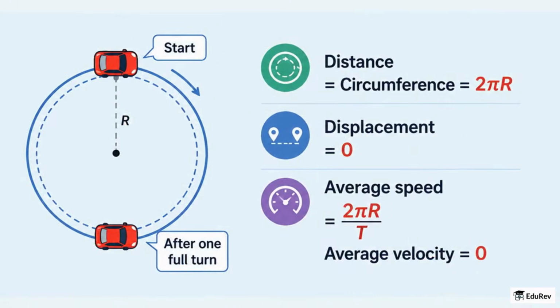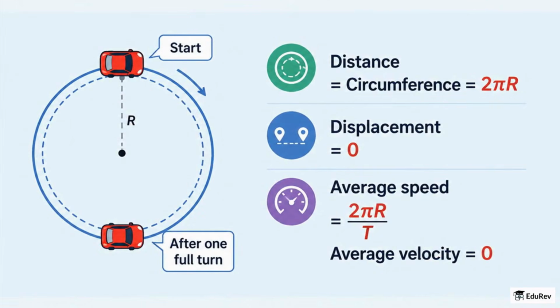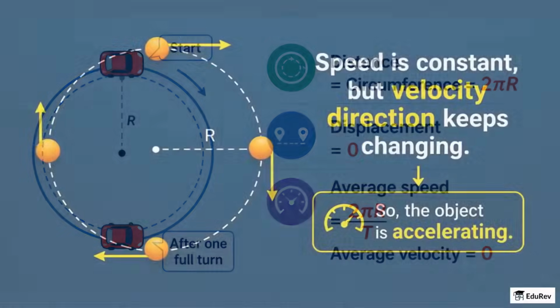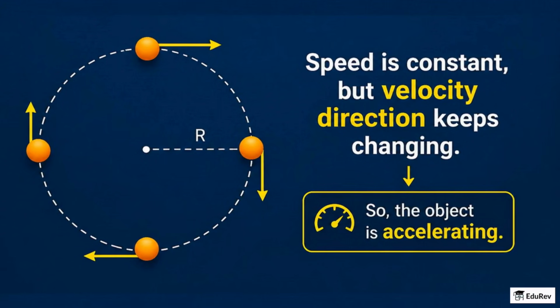For one full turn, distance equals circumference, 2πr, and displacement equals 0. So average speed for one revolution is 2πr divided by t, while average velocity is 0. Even if speed is constant in a circle, the velocity direction keeps changing. So the object is accelerating because direction changes.